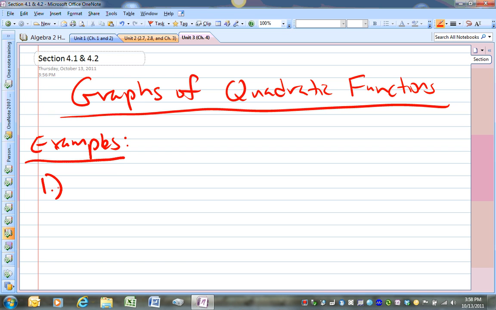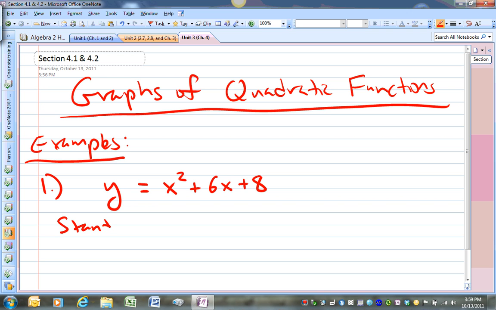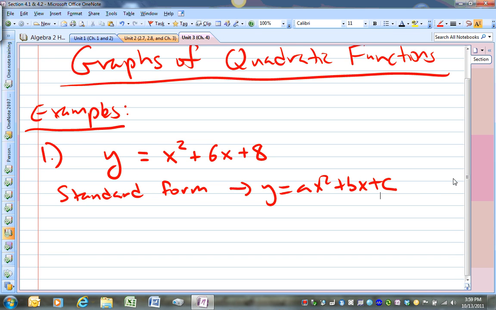So let's say I asked you to graph the following. Say I asked you to graph x squared plus 6x plus 8. Now this is in standard form. There's actually going to be 3 different forms. So the first will be standard form. Remember, standard form is this. And here's what we're going to do.